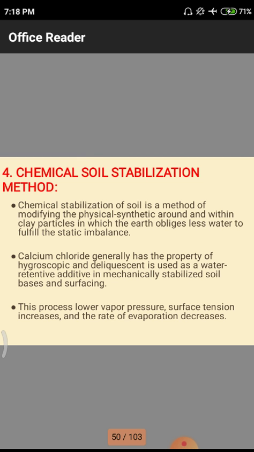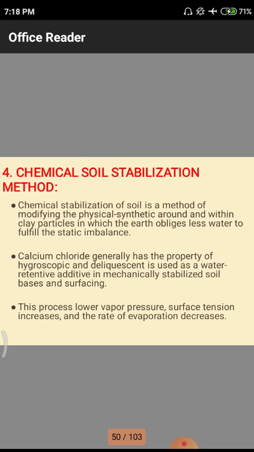First of all, we use calcium chloride. The chemical composition of calcium chloride is CaCl2. In lime stabilization we also have calcium content, but in the form of CaO only. If it is hydrated lime, it is Ca(OH)2, and slaked lime is CaO plus Mg(OH)2. But in calcium chloride, the calcium is associated with chlorine. That is the major difference between chemical stabilization and lime stabilization.